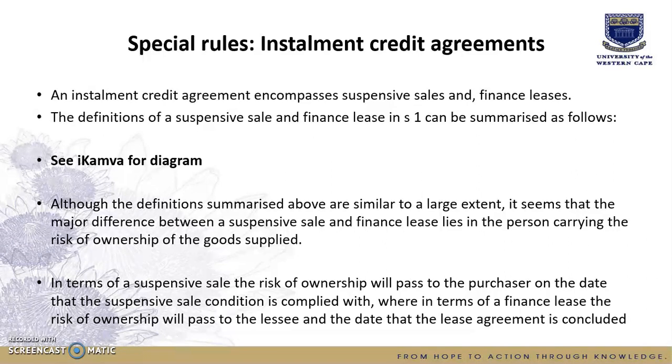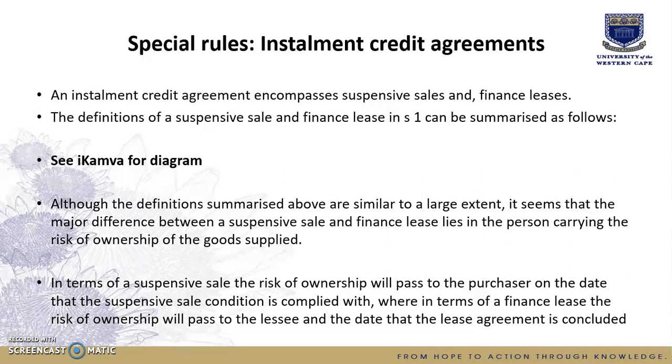So an installment credit agreement encompasses suspensive sales and finance leases. To rephrase, have a look at suspensive sales and finance leases and what the difference is. The definition of a suspensive sale and finance lease in section 1 can be summarized as follows. Although the definitions on that diagram are summarized and similar to a large extent, it seems that the major difference between a suspensive sale and a finance lease lies in the person carrying the risk of ownership of the goods supplied. In terms of a suspensive sale, the risk of ownership will pass to the purchaser on the date that the suspensive sale condition is complied with, whereas in terms of a finance lease, the risk of ownership will pass to the lessee at the date that the lease agreement is concluded.